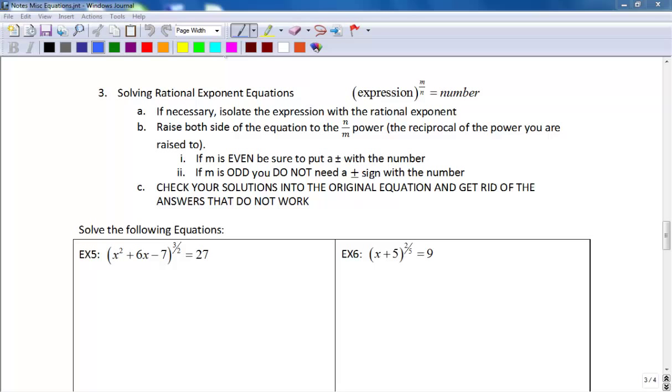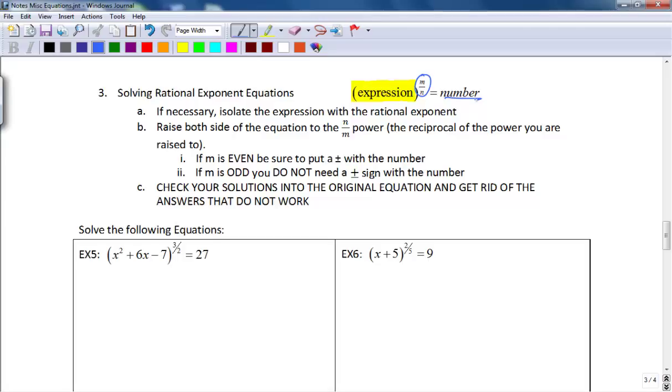The third type of miscellaneous equation we're going to look at is solving rational exponent equations. Rational exponent equations just really means that you have some kind of expression that's being raised to a rational exponent or a fractional exponent. Let's look at the steps.